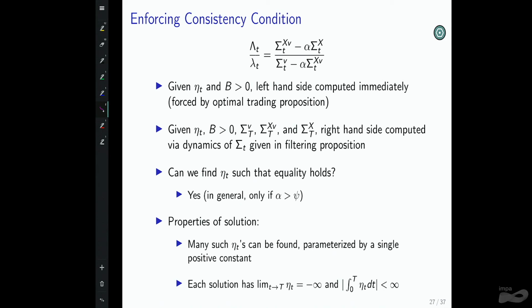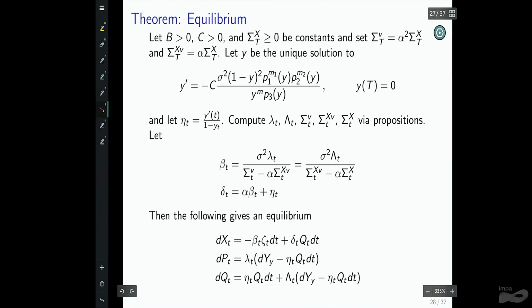Now, we have some properties of the solution to this consistency condition. There are, in fact, an infinite number of functions eta which allow it to be satisfied, and they're parameterized by a single positive constant. They all have the property that they go to negative infinity at the end of the horizon, but they integrate to something finite. The fact that there are an infinite number of these functions is actually a good thing. This introduces an additional free parameter, a degree of freedom.